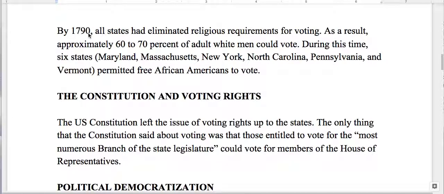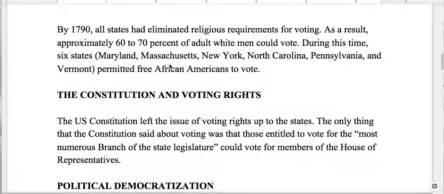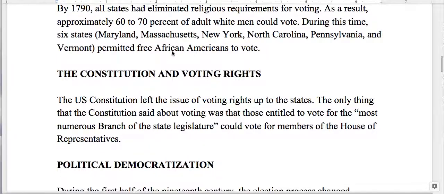So, by 1790, just 10 years after the Revolution, roughly, you have 60 to 70% of adult white males voting, and you even have in some of the northern New England states free African Americans voting. And I would imagine those were males.